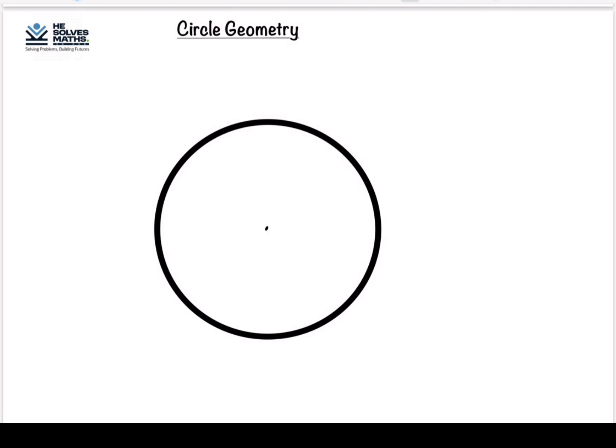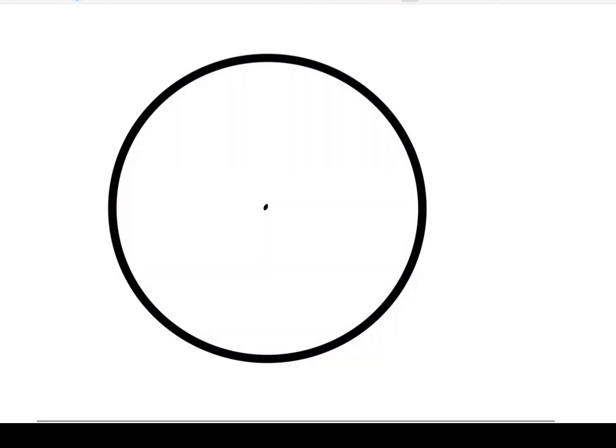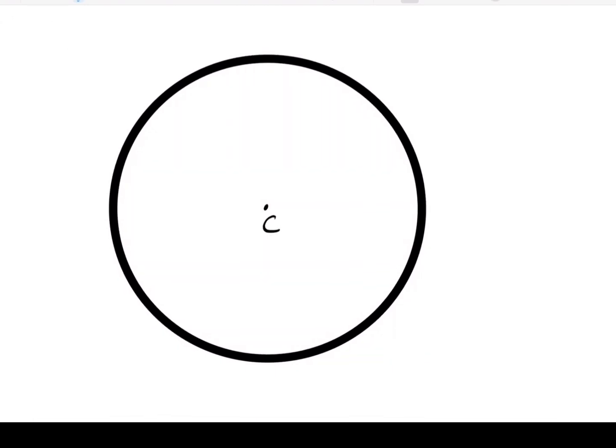Before we dive into solving problems, it's essential to familiarize ourselves with some basic terms related to circles. So this is a circle with center C. The center of a circle is the point that is equidistant from all points of the circle. So that means this point C is equidistant, that is, it is the same distance from any point on the circle.